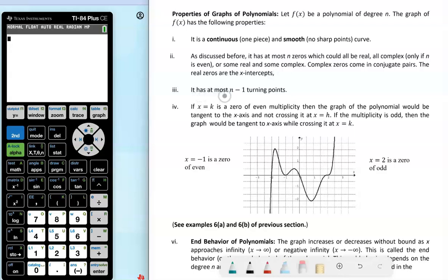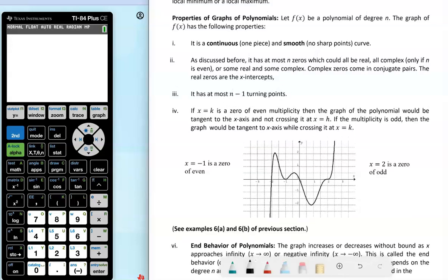It has at most n minus 1 turning points, which means that it has at most n minus 1 maxes and mins. Now the thing is, you may have a 5th degree polynomial and it only has 2 turning points, and that's okay. It's not a problem. The big thing to focus on in this sentence is the at most. So if you have a 5th degree polynomial, you have at most 4 turning points.